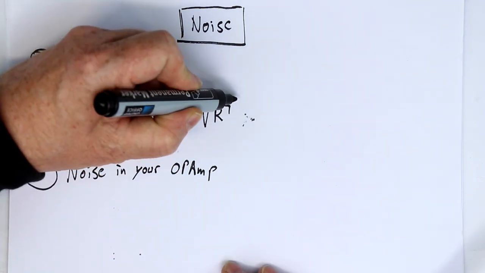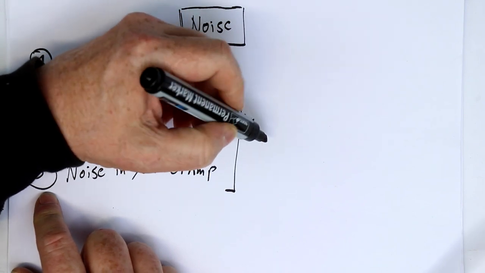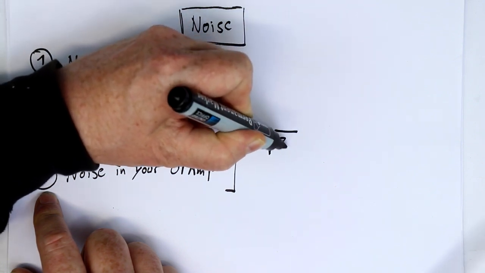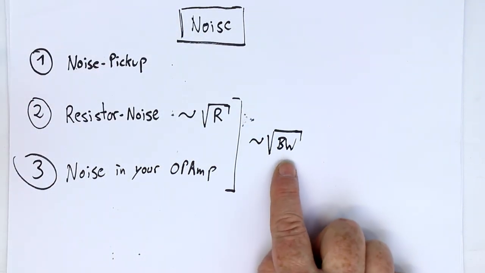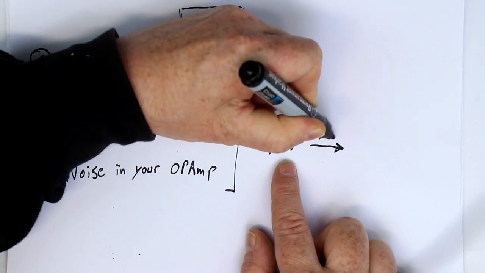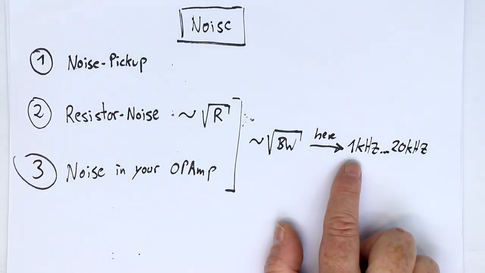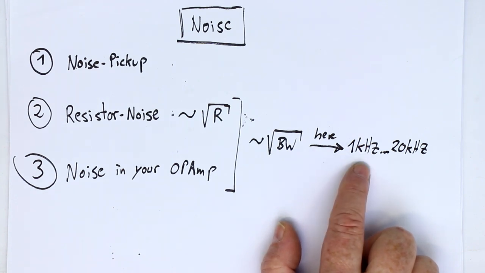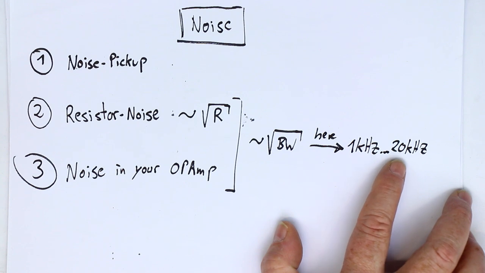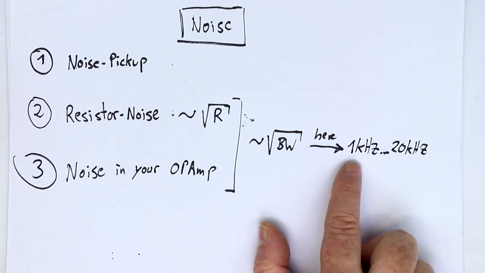So, and that I don't forget it, in the second and third noise source, you will always find that your noise is proportional to the square root of your bandwidth. So this is also something you can control. In our example, we only need here a bandwidth from 1 kHz to 20 kHz, because at 1 kHz will be our fundamental tone, our sine wave for measuring the distortions, and the highest harmonics that we're interested in is at 20 kHz. So we could and we should limit the bandwidth in our circuit to this range.